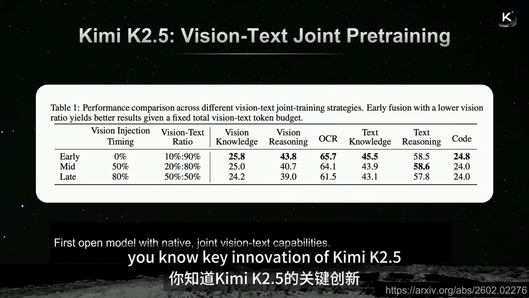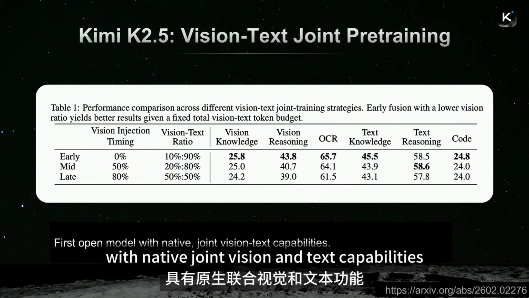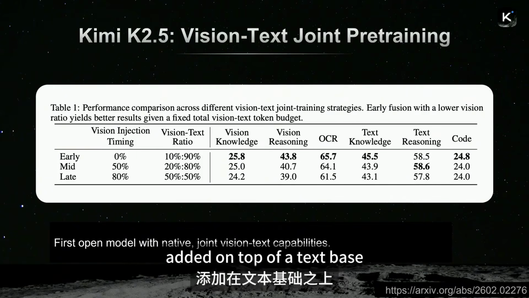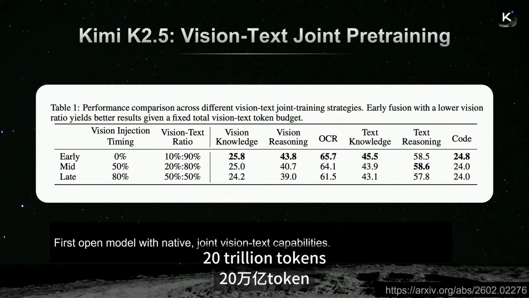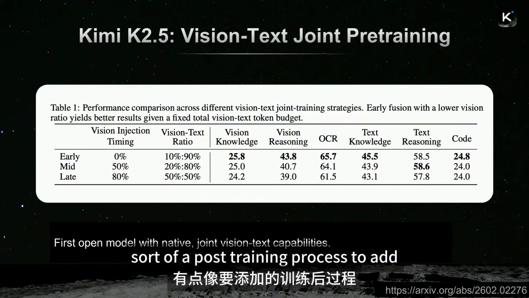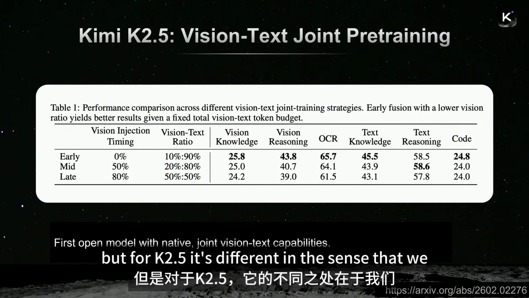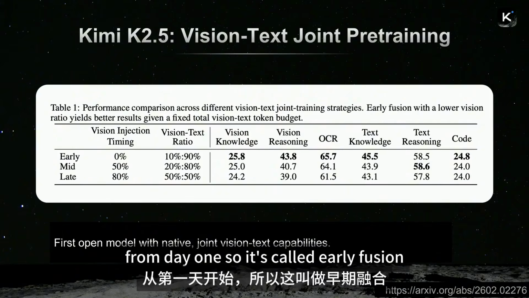Another key innovation of Kimi K2.5 is that it is the first open model with native joint vision-text capabilities. If you look at previous open models, usually their visual capabilities are added on top of a text base, meaning that, for example, you train the text model for 20 trillion tokens, and then on top of it you do another 2 trillion, sort of a post-training process, to add visual capabilities. But for K2.5, it's different in the sense that we fuse the training of vision and text from day one. So it's called early fusion.